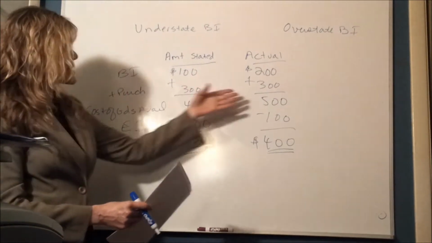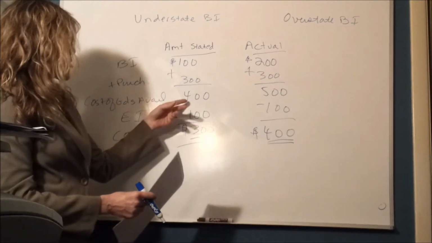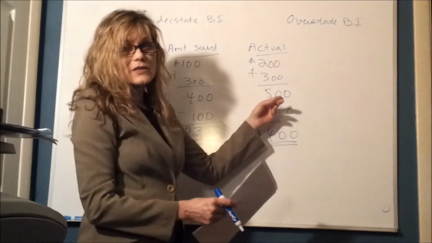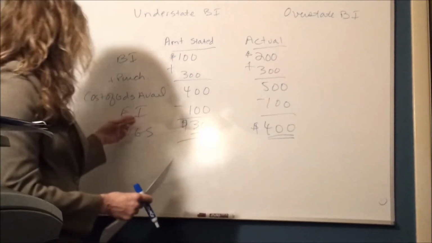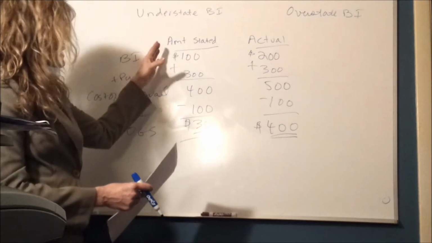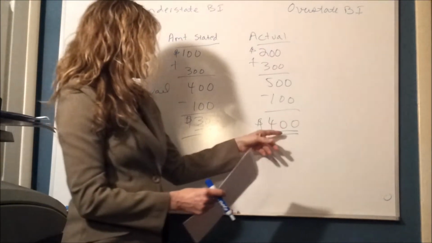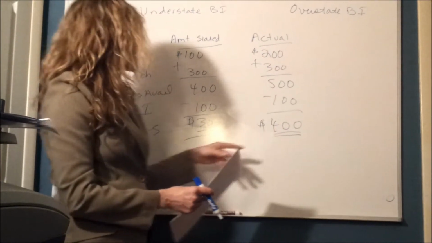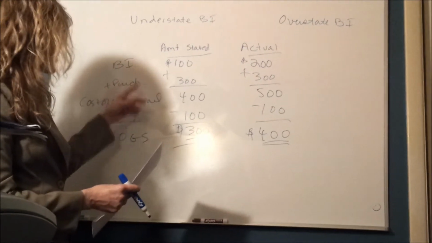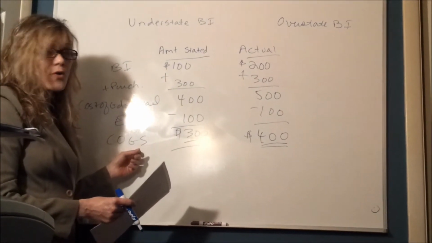As you can see, our purchases remain the same. That doesn't change. So we thought we had cost of goods available for sale of 400 when in fact it was 500. Our ending inventory was 100 in both cases. In the case where the amount we stated for cost of goods sold was 300, it was actually 400. So this shows you if we understate our beginning inventory, we end up understating our cost of goods sold.